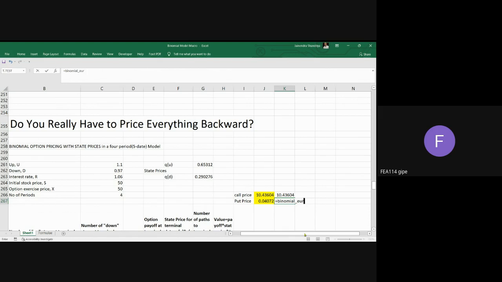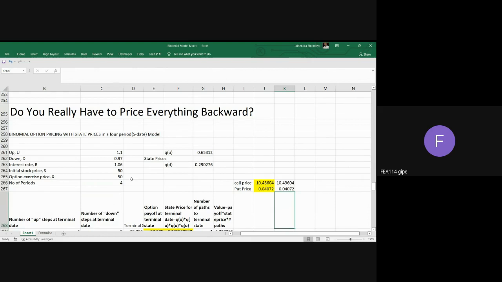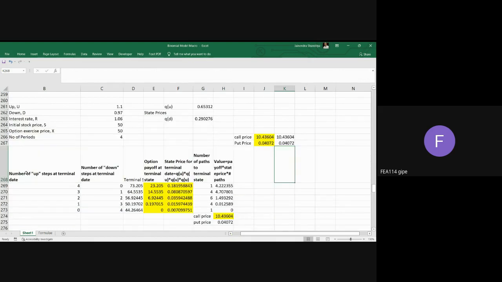I select the second one, then I select first, second, third, fourth, fifth, sixth. Then I enter bracket and then I hit it. So then I got the call price and put price. So hereinafter, you will not be doing it this way.